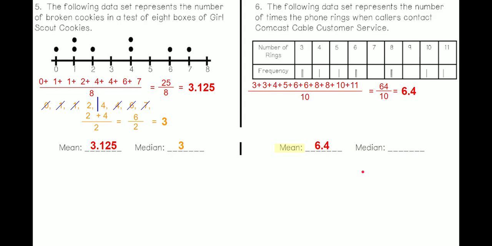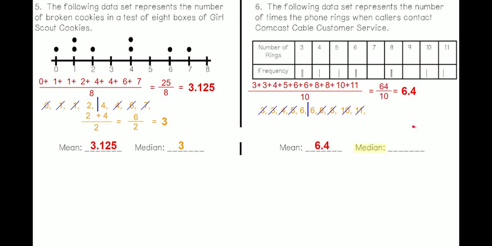All right, what's the middle number? Order from least to greatest. So thankfully, these numbers are already ordered from least to greatest, but I'm going to rewrite it: 3, 3, 4, 5, 6, 6, 8, 8, 10, and 11. And let's cross off the ends. 3 and 11, 3 and 10, 4 and 8, 5 and 8, 6 and 6 are the last 2 numbers remaining. What's the number that goes between 6 and 6?